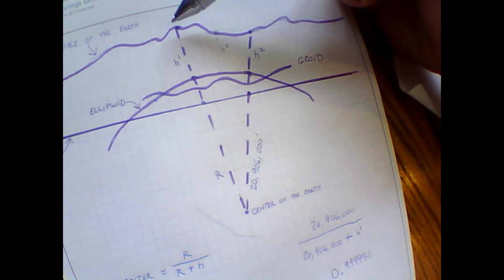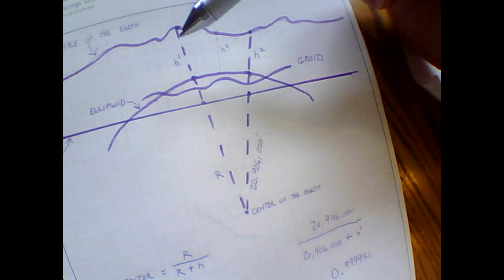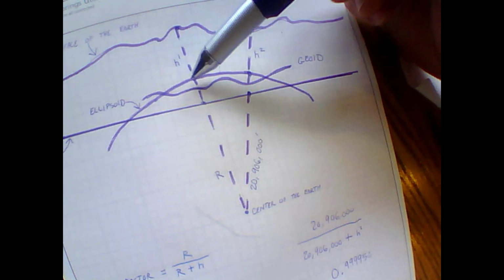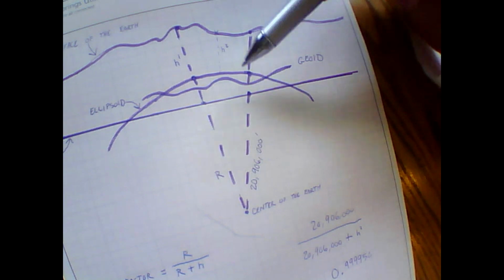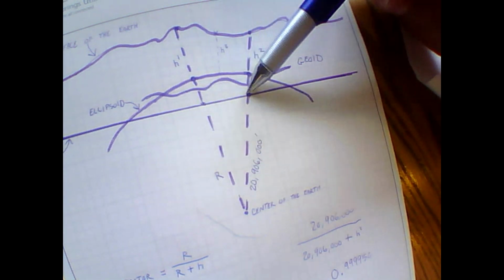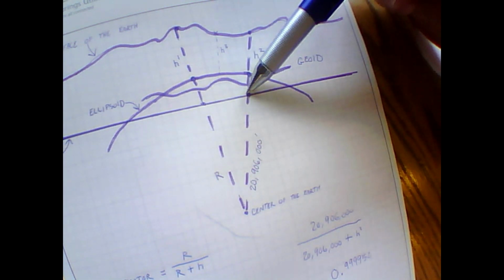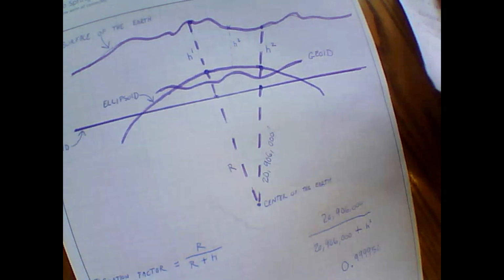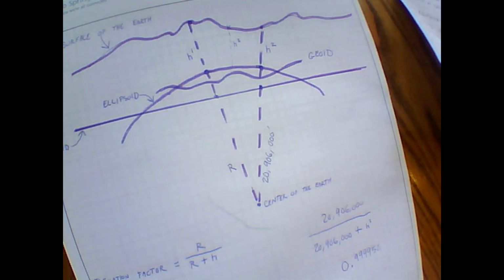Going up from the center of the Earth, which everything is based upon here, distances get longer, and distances get shorter as you come to the ellipsoid. Distances are as short as they're going to be in our state plane grid system. What's important is you understand the concept here.